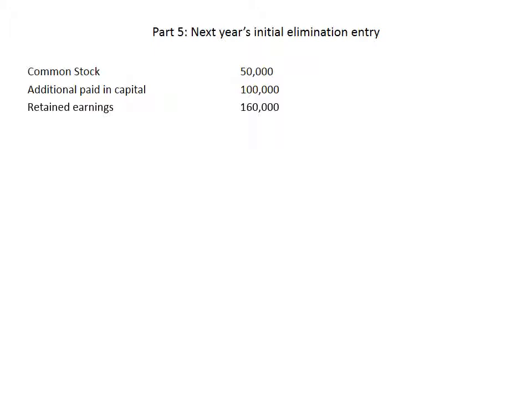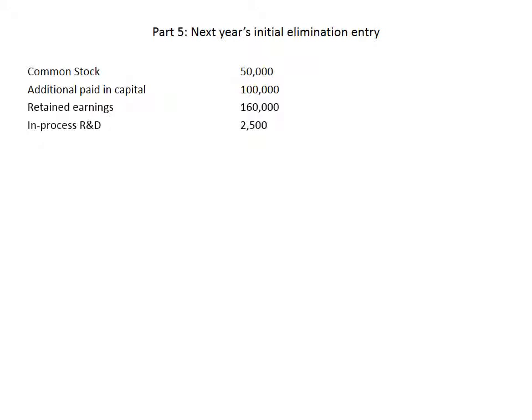Retained earnings is now up to $160,000. It was $150,000 at the beginning of last year. Add $40,000 in income, subtract $30,000 in dividends. The end of year 1, beginning of year 2 retained earnings is now $160,000. The inventory differential is gone.